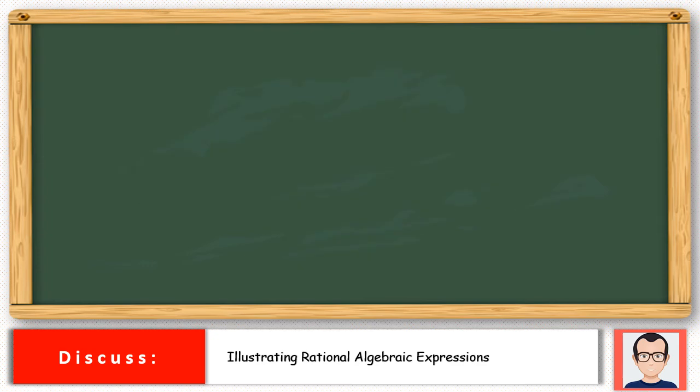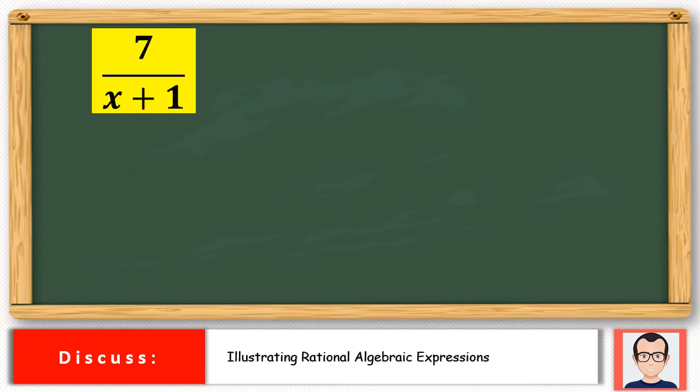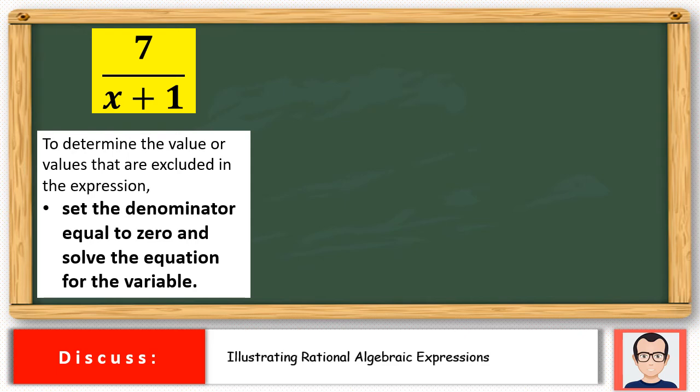For our first example, let's work on 7 over x plus 1. The general rule in determining the value or values that will be excluded in the expression is to set the denominator equal to 0 and solve the equation for the variable. Please take note that we will only deal with the denominator. Alright?